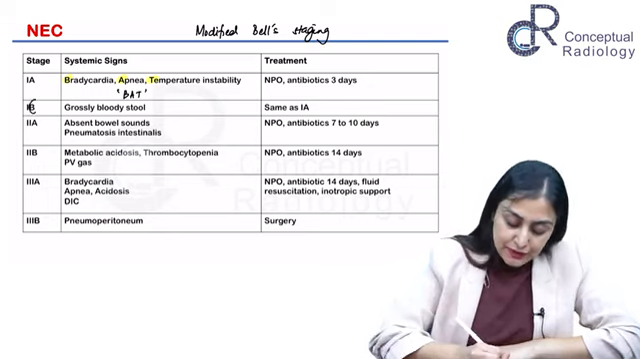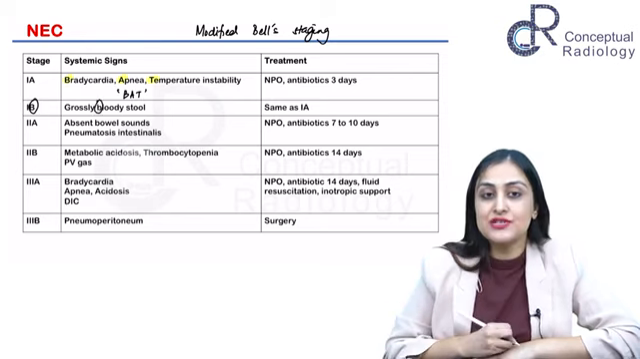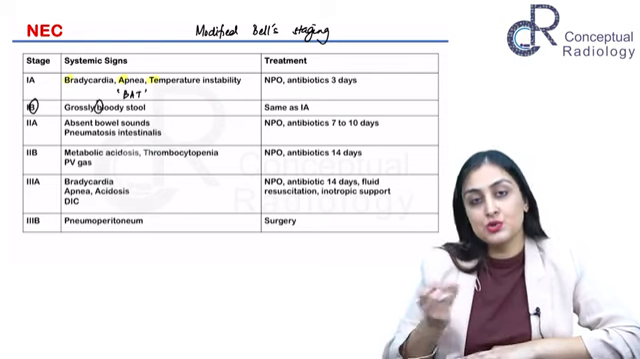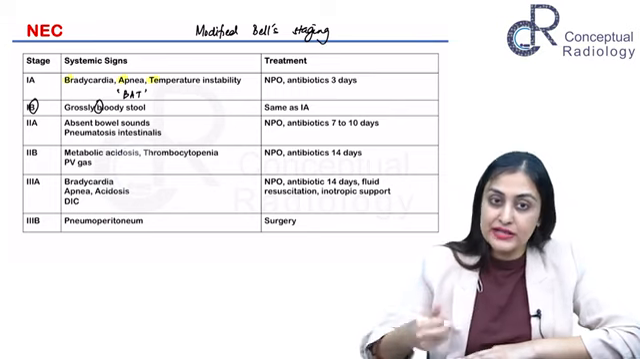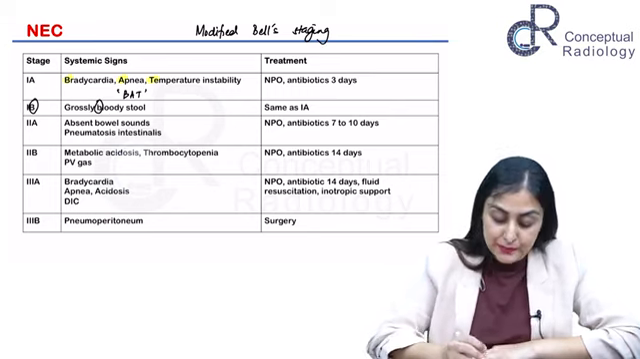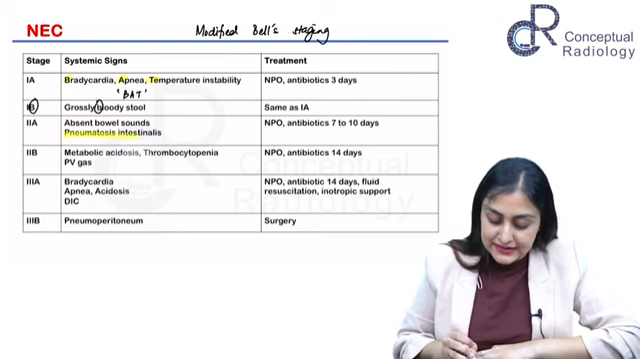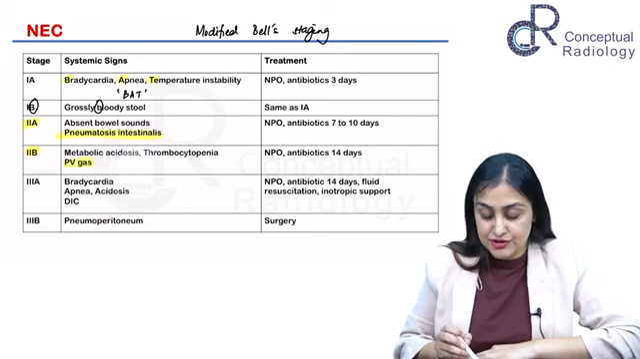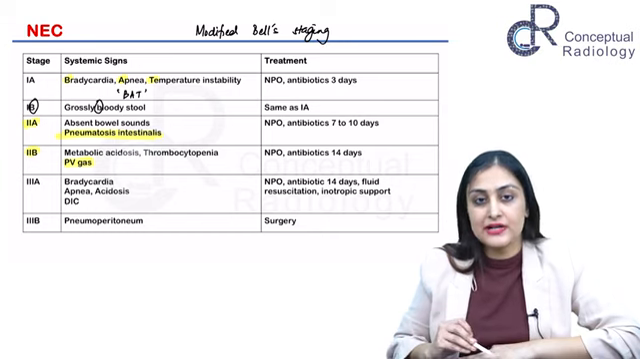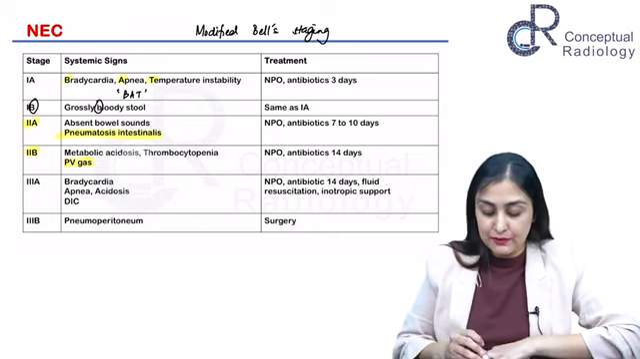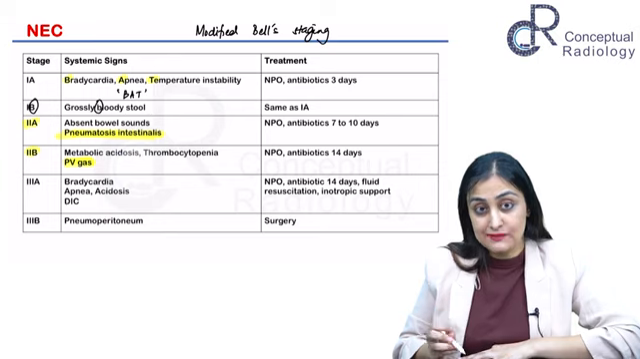1B, B for bloody stools, right? So in 1B, you start to have bloody stools. Going to stage 2 is when the radiological signs start to appear. So you start to have dilatation and pneumatosis in stage 2A, and 2B is portal venous gas in addition to acidosis and thrombocytopenia. So again, conservative management at this point, but you can now remember radiological signs are evolving.